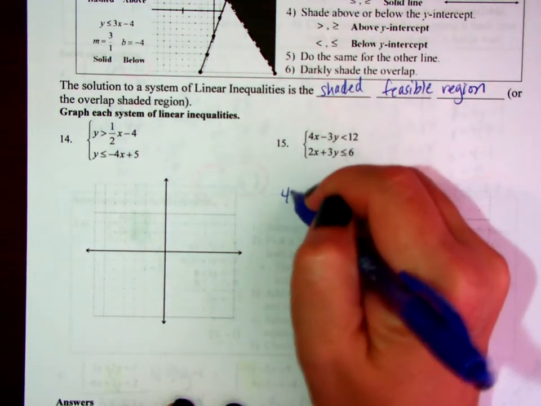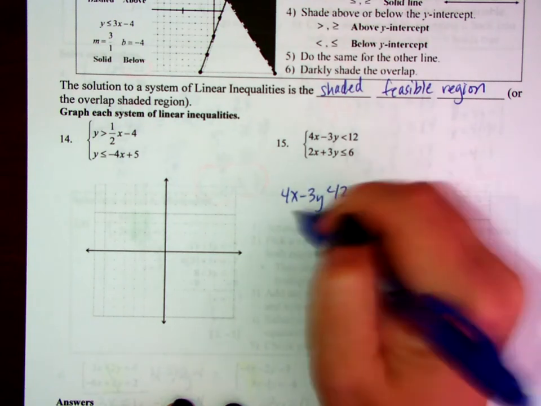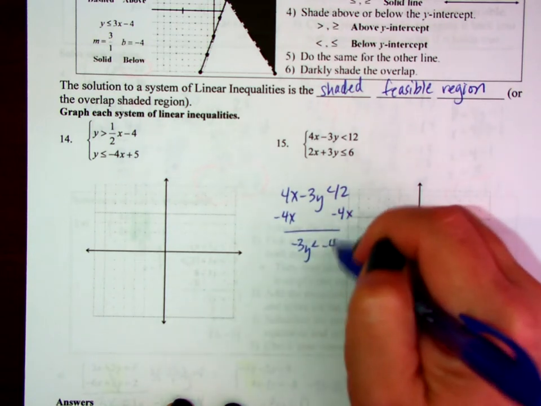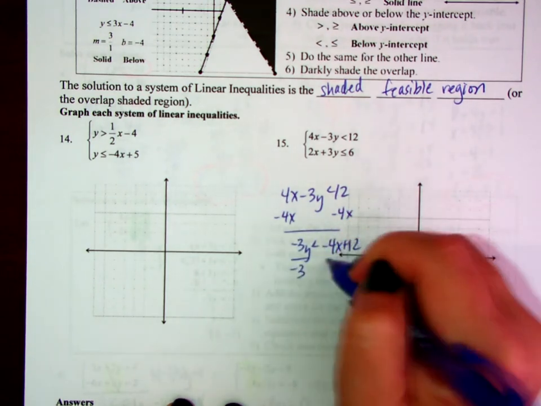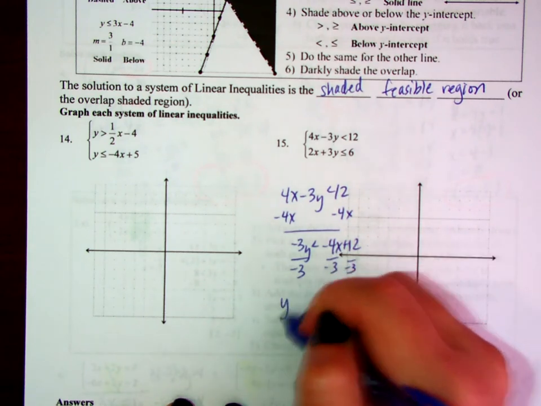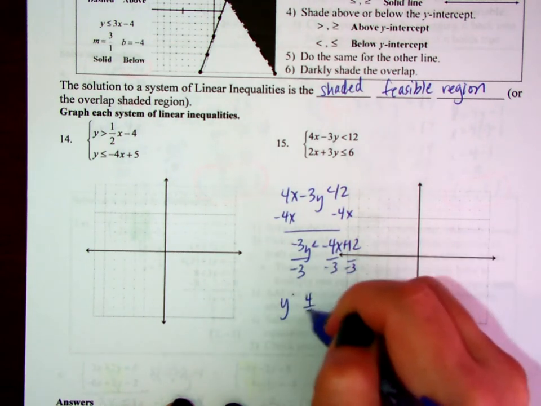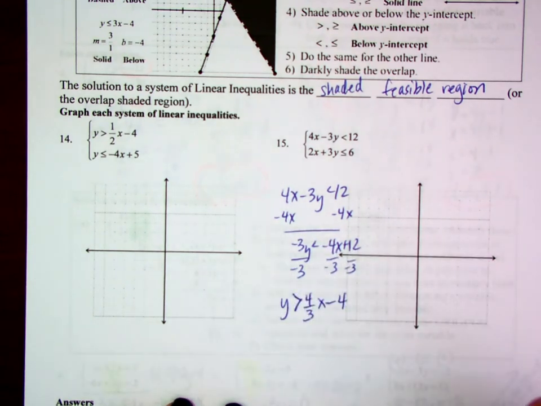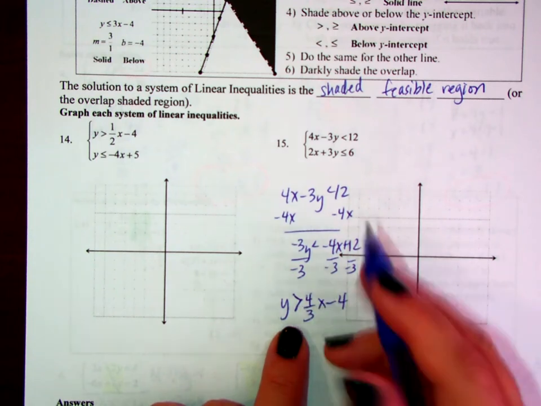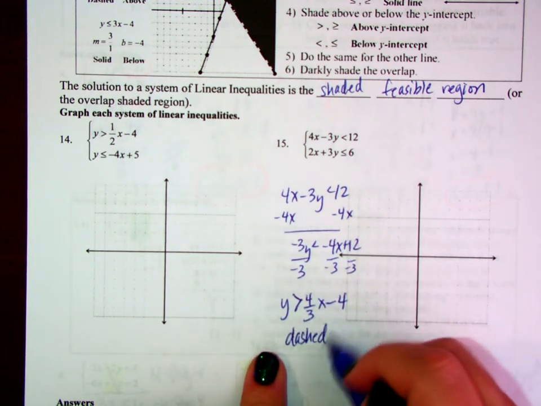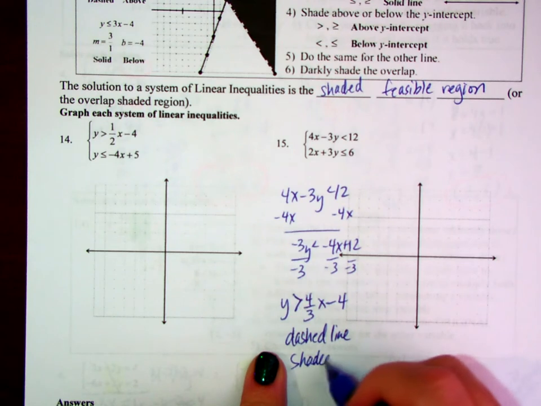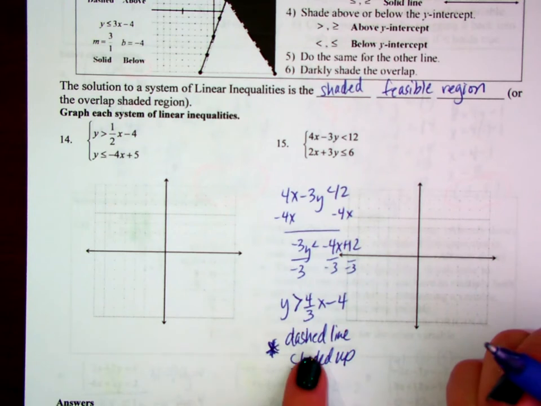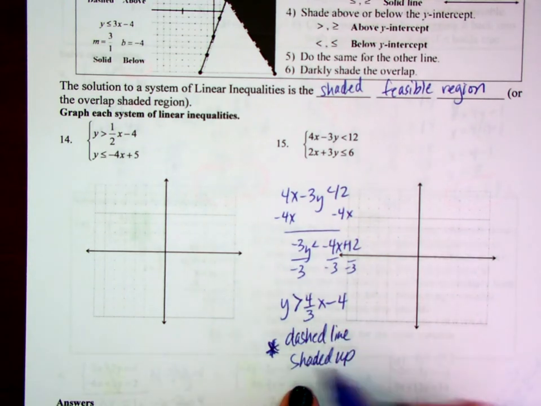So to get this one ready, 4x minus 3y, I need to move the x's over and then divide by a negative. When I divide an inequality by a negative, my sign is going to flip. So right here, this less than becomes a greater than. First thing I'm thinking is when I go graph this, this is going to be a dashed line shaded up. So be careful that you don't just go into your mode of graphing lines. This is going to be an inequality. It's going to be a dashed line shaded up.